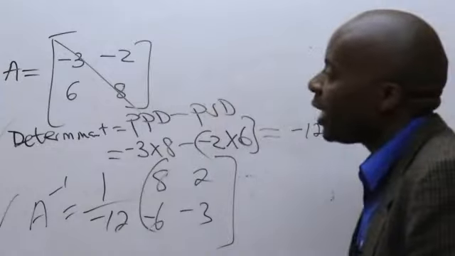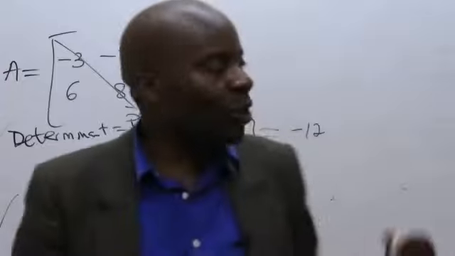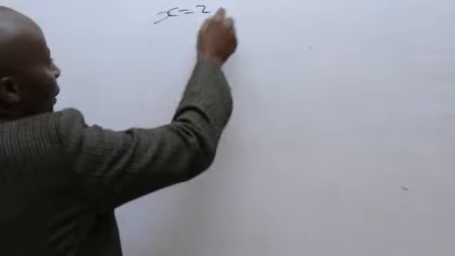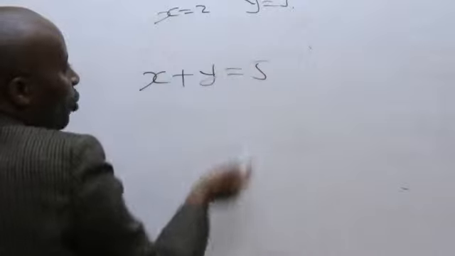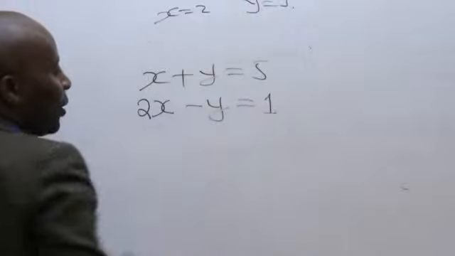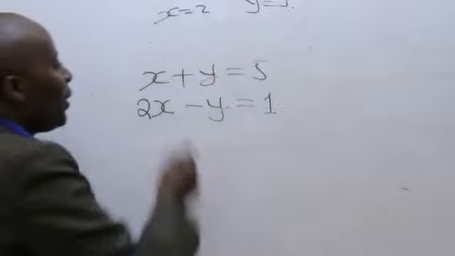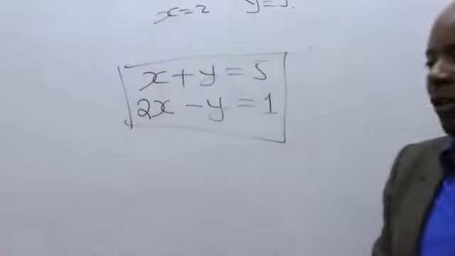So that we don't make reference again to this in the near future, let's come straight away to how we use this particular concept, ladies and gentlemen, to solve simultaneous equations. How do we make use of these to solve simultaneous equations? If you're given an equation like this, x plus y equals 5, and 2x minus y equals 1. So you're given these 2 simultaneous equations, and then somebody tells you to solve for x and y.